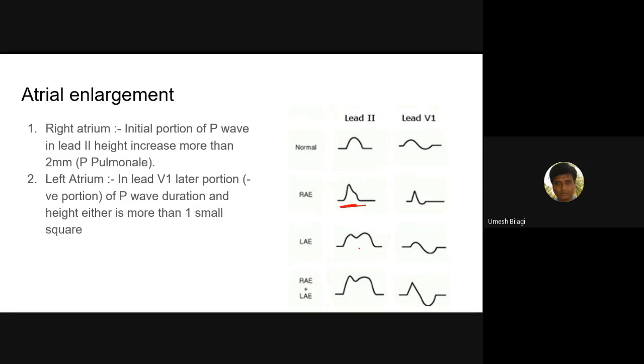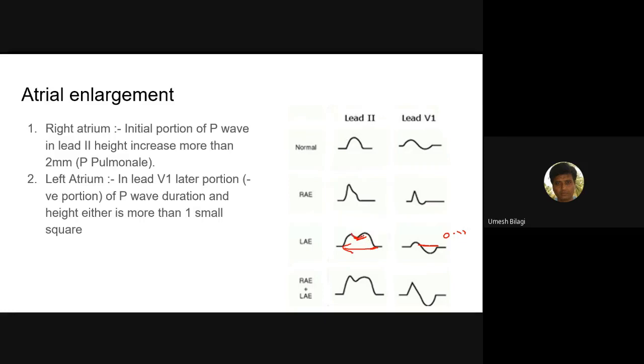And in left atrial enlargement, the negative deflection of lead V1 is wider and deeper by more than one small square. It is wider, and you get a P mitrale. This is P mitrale. The duration of the P wave is increased, more than 0.12 seconds.